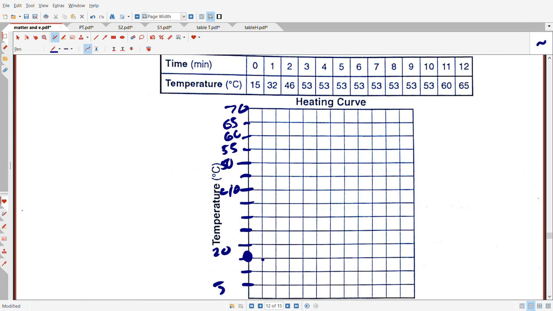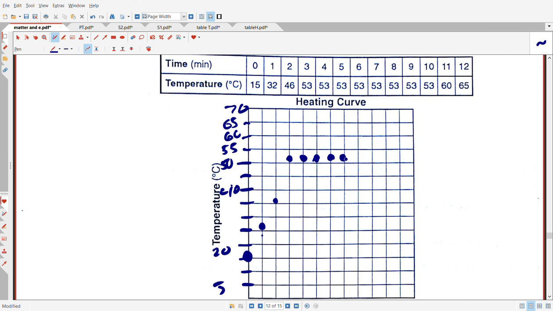0 is at 15. 1 is at 32. So I'm just going to put it in here. Then that's 35, 40, 45. So next one's like right here. 20, 25, 30, 32 here. Okay. Now 4. 2 is at, 3 is at 53. If that's 55, 1, 2, 3. I'm going to put over here. 4 is at 53. 5 is at 53.